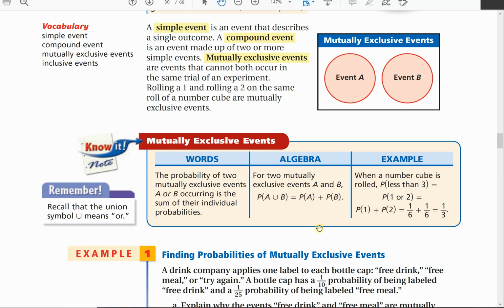Recall in the last lesson we talked about how you multiply when the events are independent, or even if they're dependent. Now we're going to be adding. So it's the probability of A plus the probability of B. So, for example, when a number cube is rolled, what is the probability that you get less than 3? Well, that's the probability of 1 or 2. Two events there, so 1/6 plus 1/6. The probability of getting a number less than 3 is 1/3.